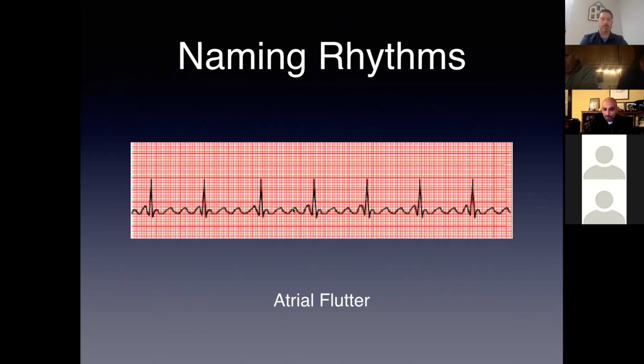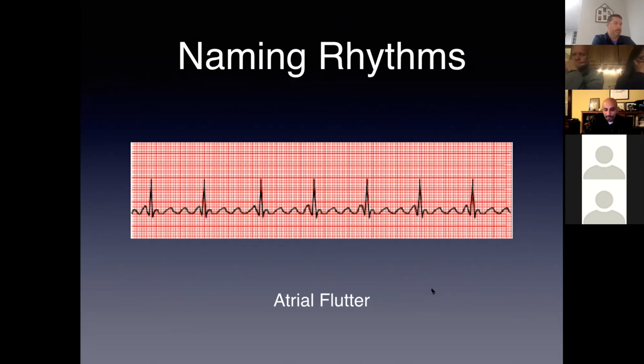And so you almost always will have AV block where if you're at 2 to 1 with a flutter, your ventricular rate will be at 150. If you're at 3 to 1, your ventricular rate will be about 100. But you'll get some degree of block. If you're at 4 to 1, it'll be about 75. So this is 4 to 1 with a ventricular rate about 75.